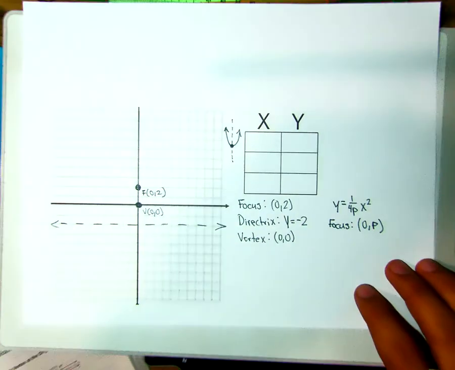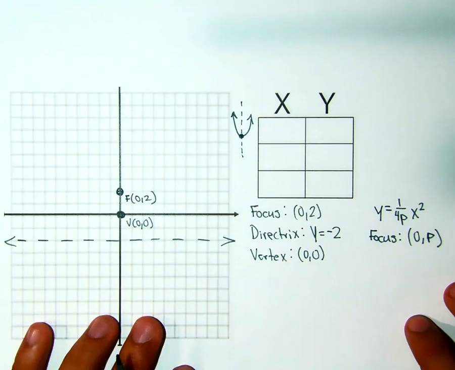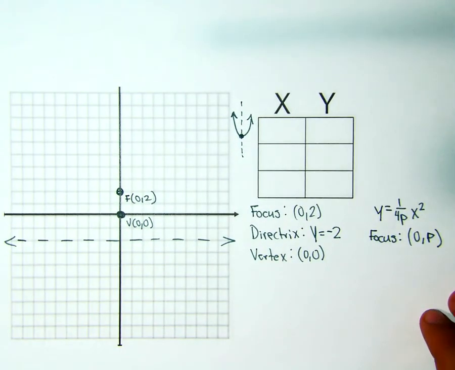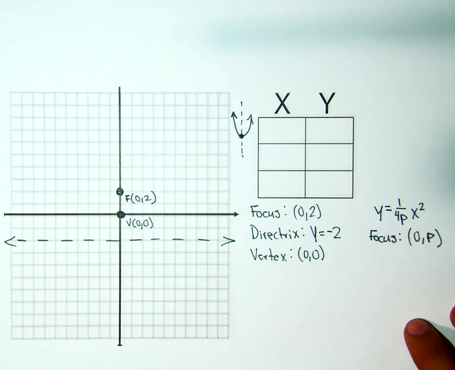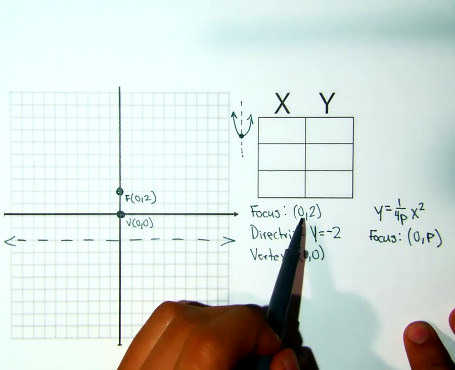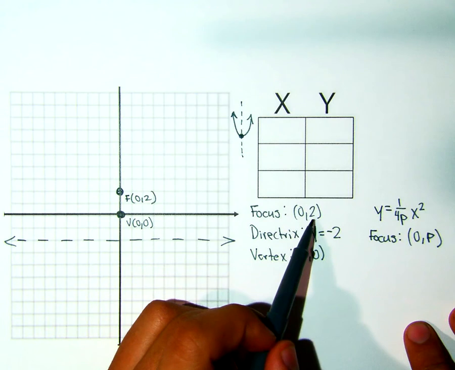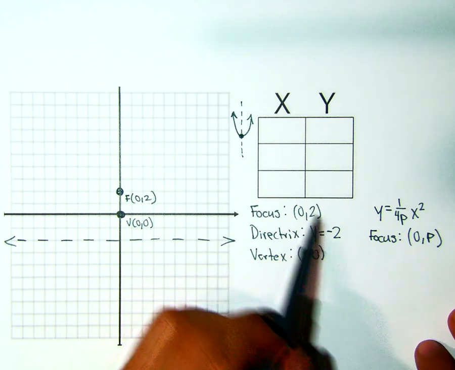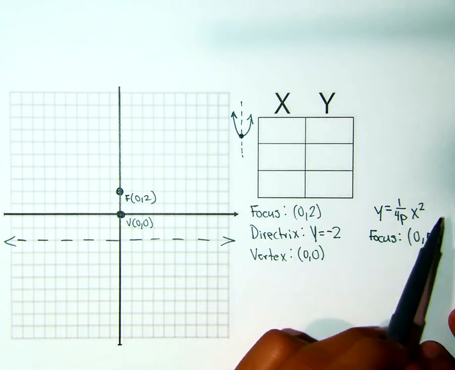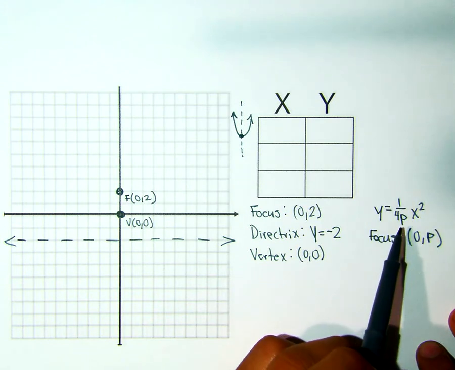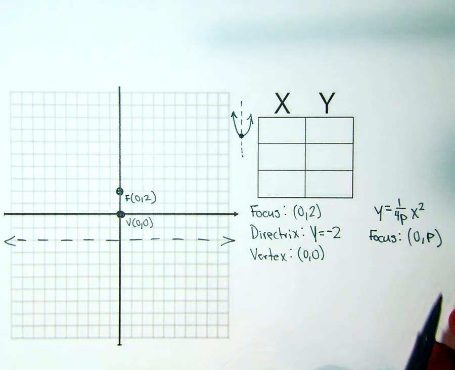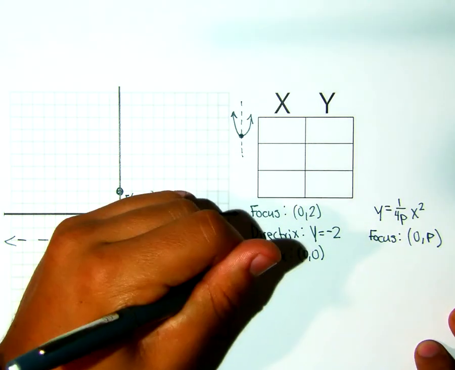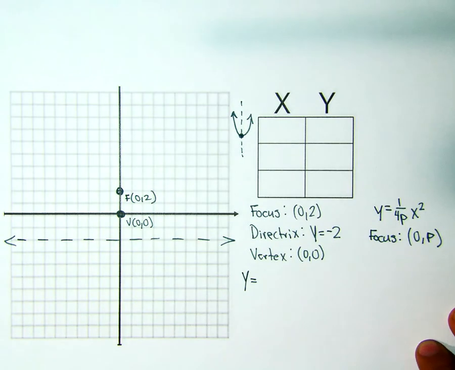So with the information that's given, could you tell me what p is? What would p be for the focus and directrix that we were given? 2, okay? You see that? The p is the y coordinate. So here, our focus, the p value is 2. What do you think we're going to do with this value of 2? Exactly, we're going to plug it in so that we can come up with our equation.